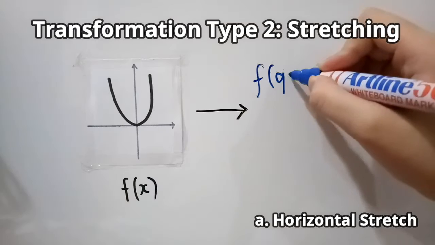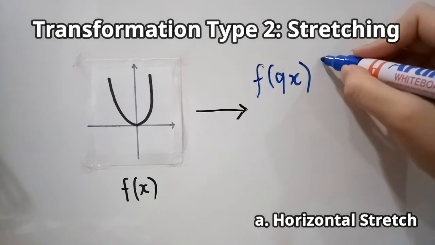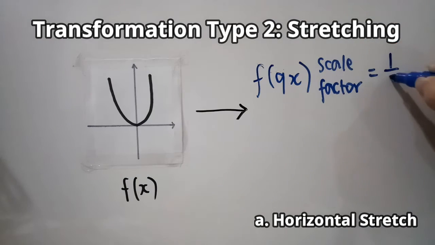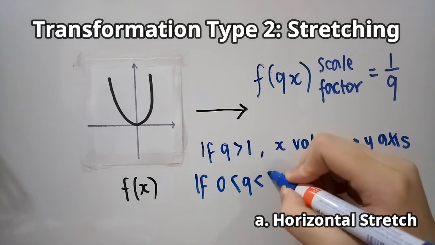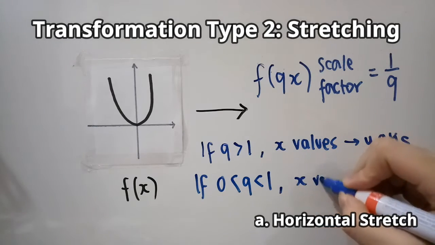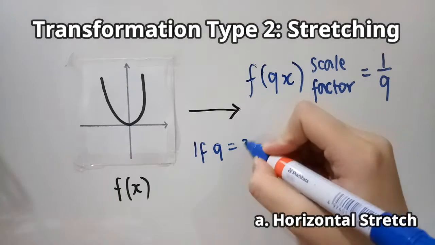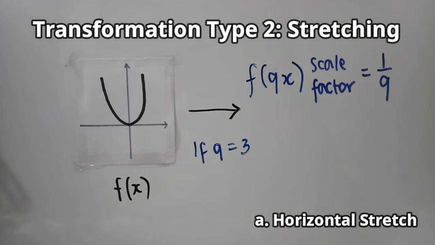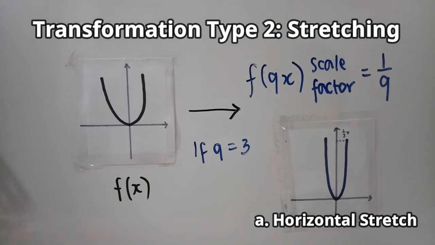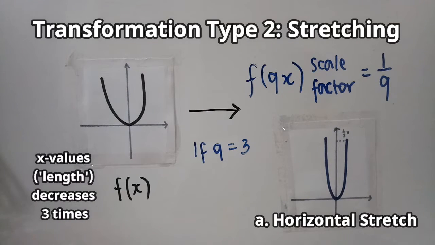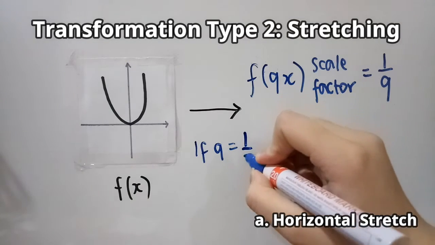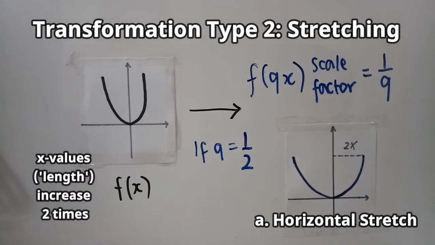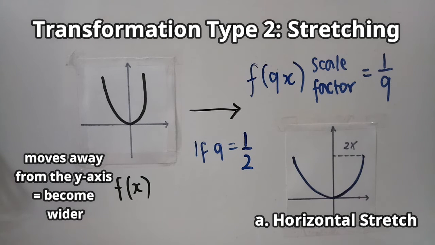The form of f(x) after being stretched horizontally is f(qx), and its scale factor is the reciprocal of q. If q is bigger than 1, the x values approach the y-axis. And if q is between 0 and 1, the x values move away from the y-axis. If we have q equal to 3, you can see that the x values decrease by a factor of 1 over 3 and approach the y-axis. If we have q equal to half, the x values increase by 2 and move away from the y-axis.